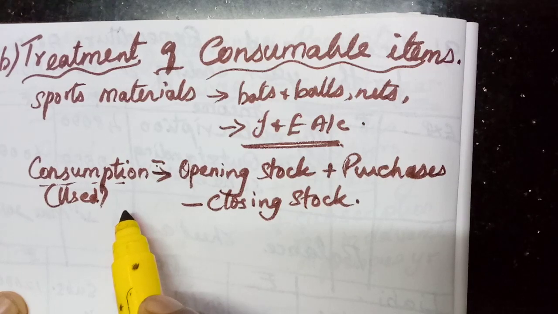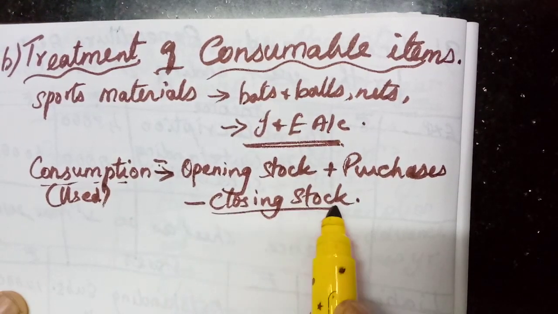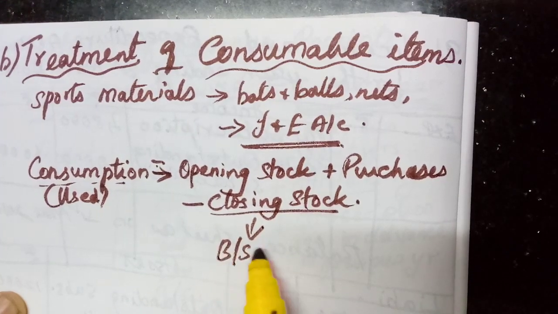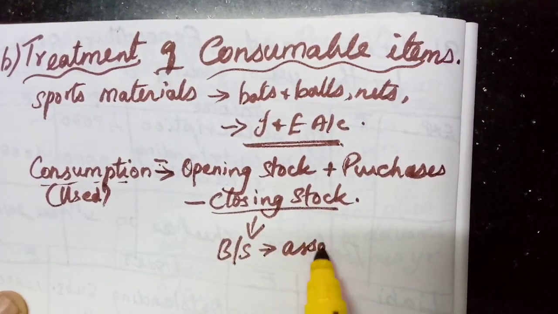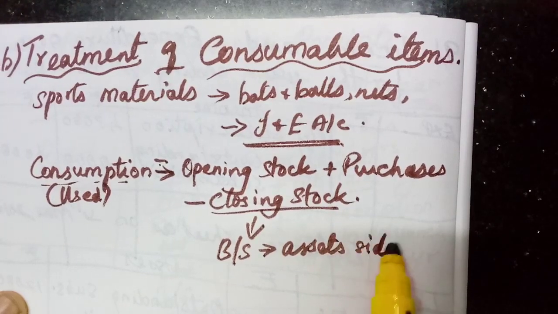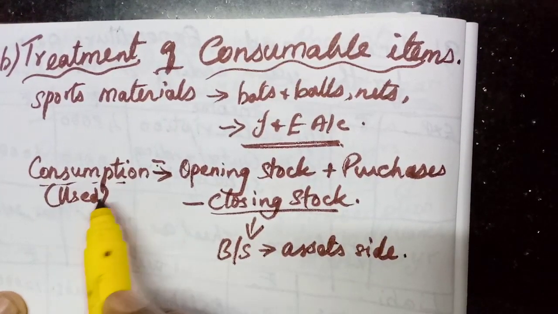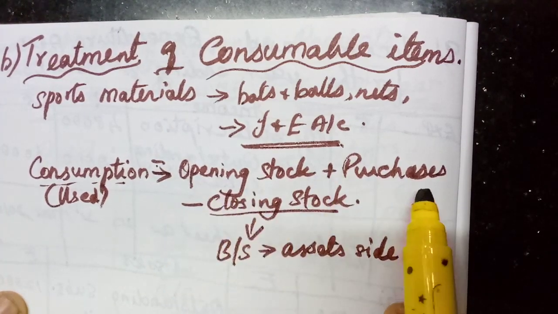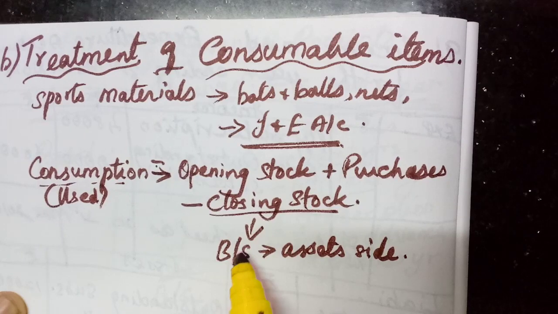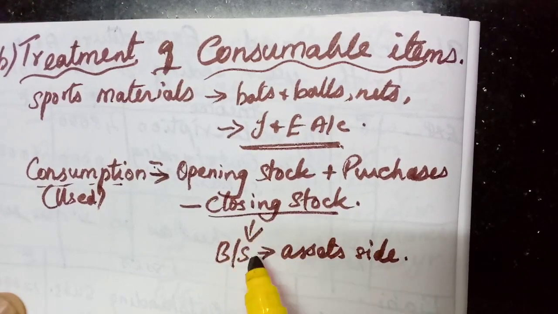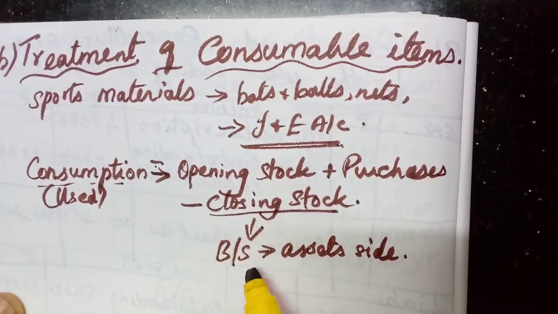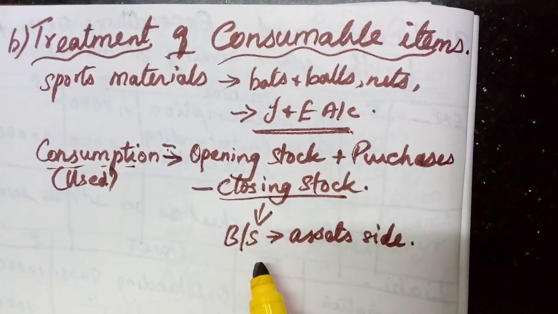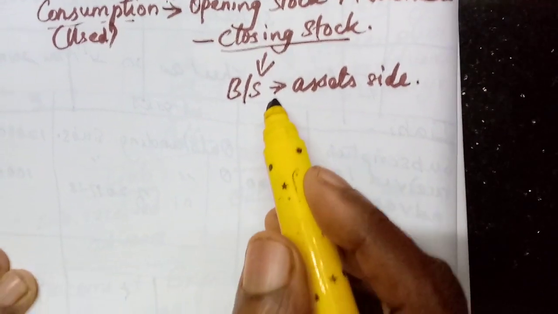Understood? Then this closing stock will appear in the balance sheet on the asset side. Understood? So to calculate how much we have used, we need to apply this formula: opening stock, add purchases, minus closing stock. Then only this closing stock will be appearing in the balance sheet. Okay. So I will show one problem for you.